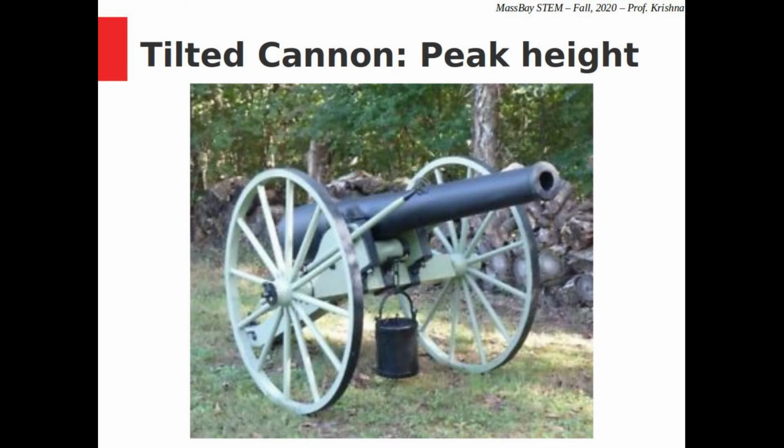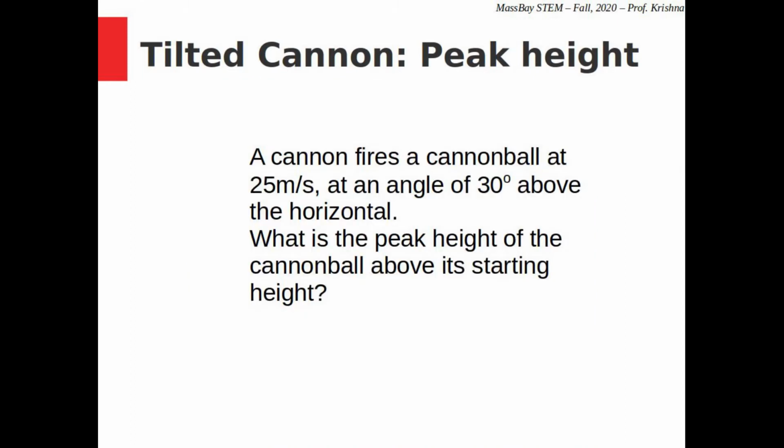A variant puzzle is one where the cannon is tilted, usually above the horizontal. In this case, the cannonball will travel upward, reach its peak, and then fall down to the ground. A typical puzzle might read like this. A cannon fires a cannonball at 25 meters per second at an angle of 30 degrees above the horizontal. What is the peak height of the cannonball?